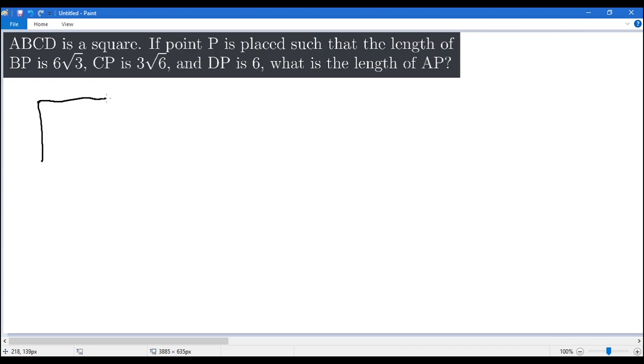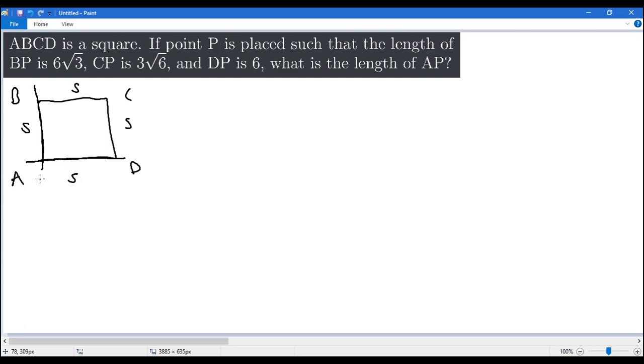We can have a square here, ABCD in a counterclockwise format. And it's a square, so we'll say this side length is S. And we have a bunch of lengths. The method that I want to show for this problem is coordinate geometry.